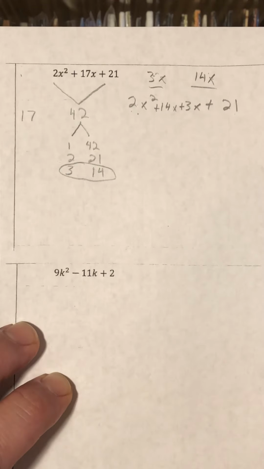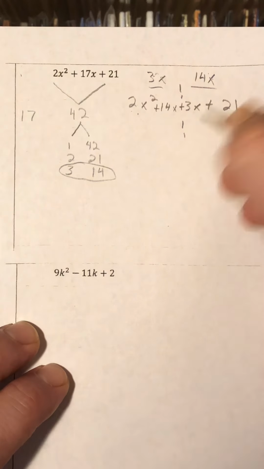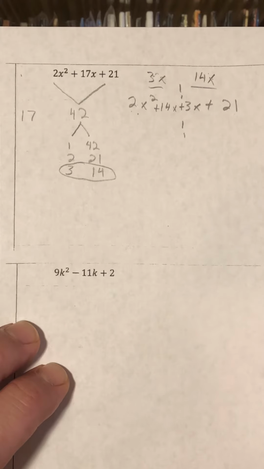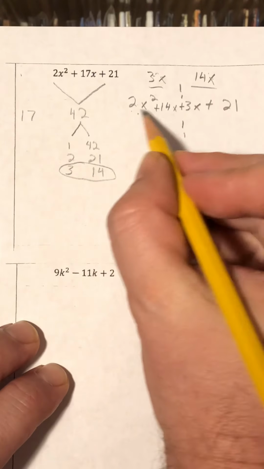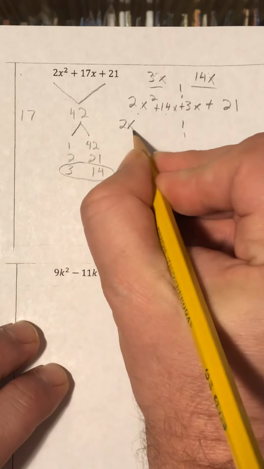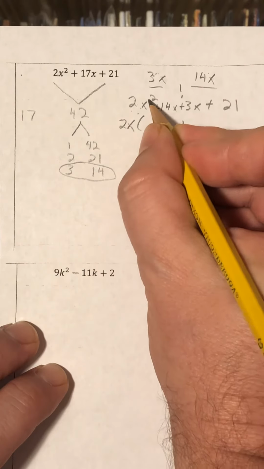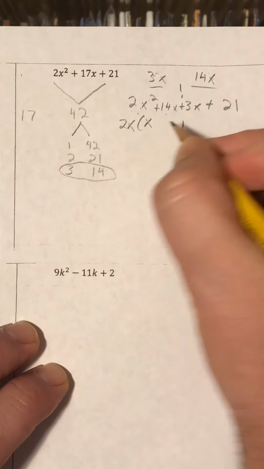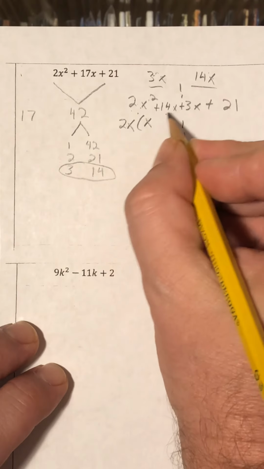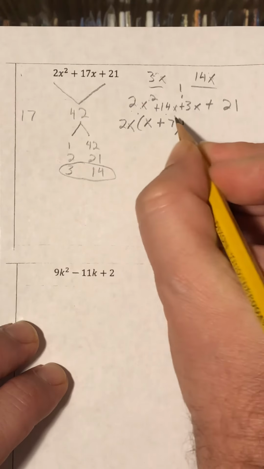So now I've got 2x squared plus 14x plus 3x plus 21. The next thing I'm going to do is split these 4 terms down the middle and take out common factors from each side where I've split it apart. So 2 and 14, their greatest common factor is 2. X squared and x, I can take out an x. If I take a 2 out of 2, that's 1. X squared divided by x is x, so I'm left with just x here. If I divide 14 by 2, I'm left with 7. X divided by x cancels out, so I'm left with x plus 7 over here.